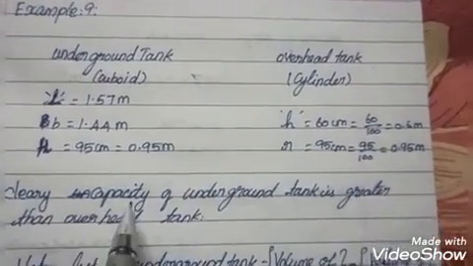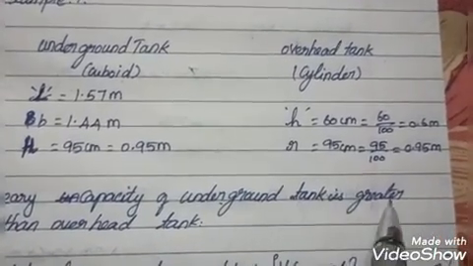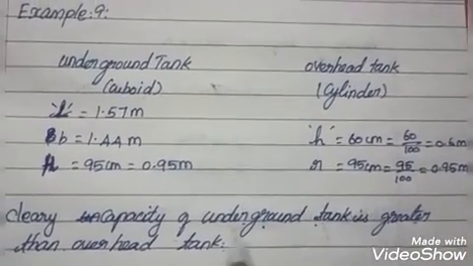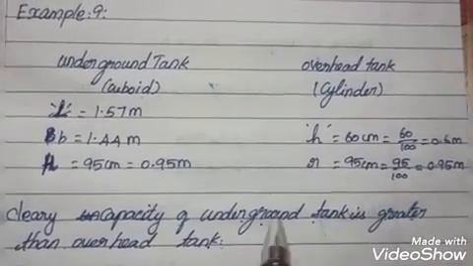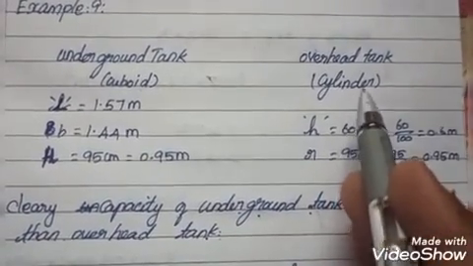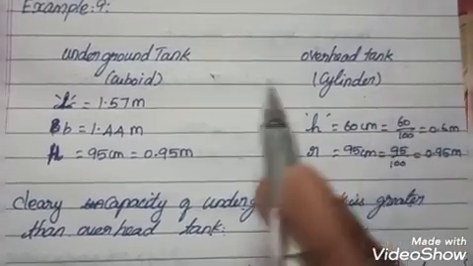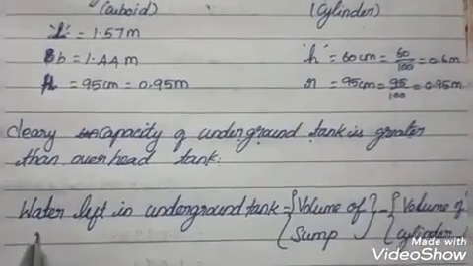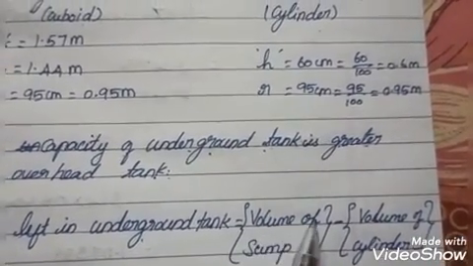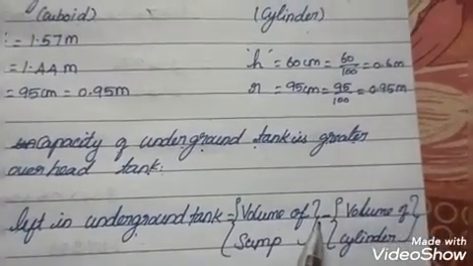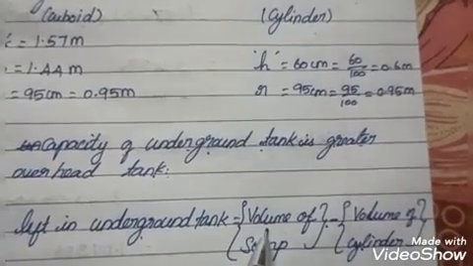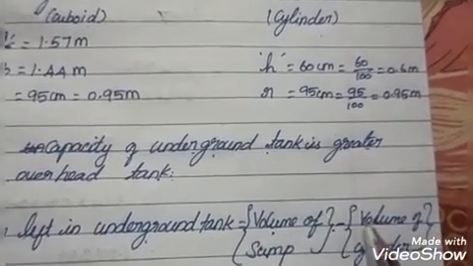So the capacity of the underground tank is greater than the overhead tank, already I informed. So you need to find out, after filling the water into the cylindrical tank, that is the overhead tank, how much water is left in the underground tank. The water left in the underground tank is nothing but the volume of the sump, that is the volume of the underground tank, minus the volume of the cylinder. If you subtract the volume of the cylinder from the underground tank, you get how much water is left in the tank.